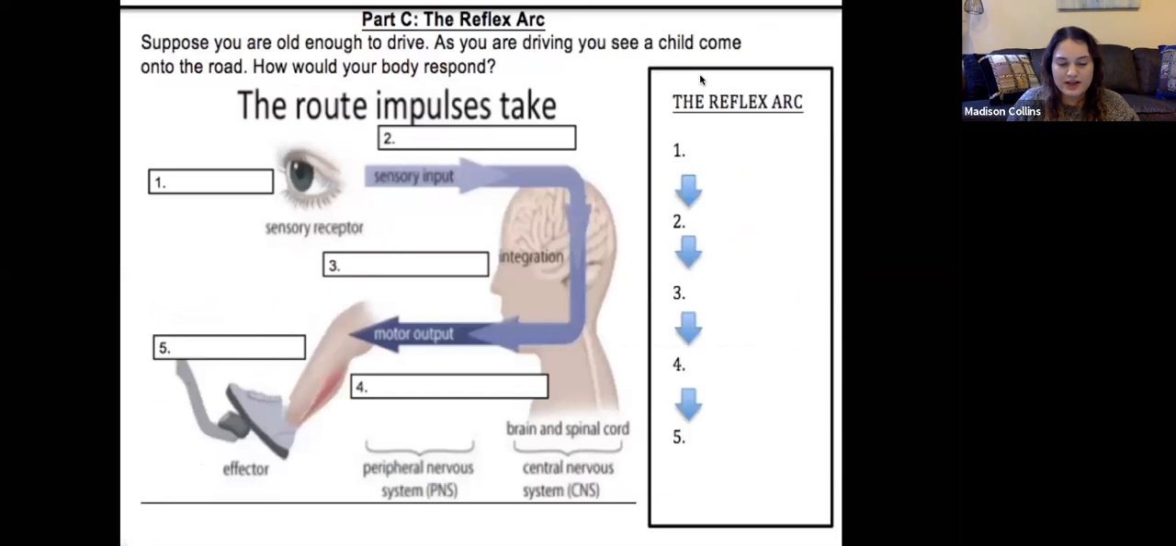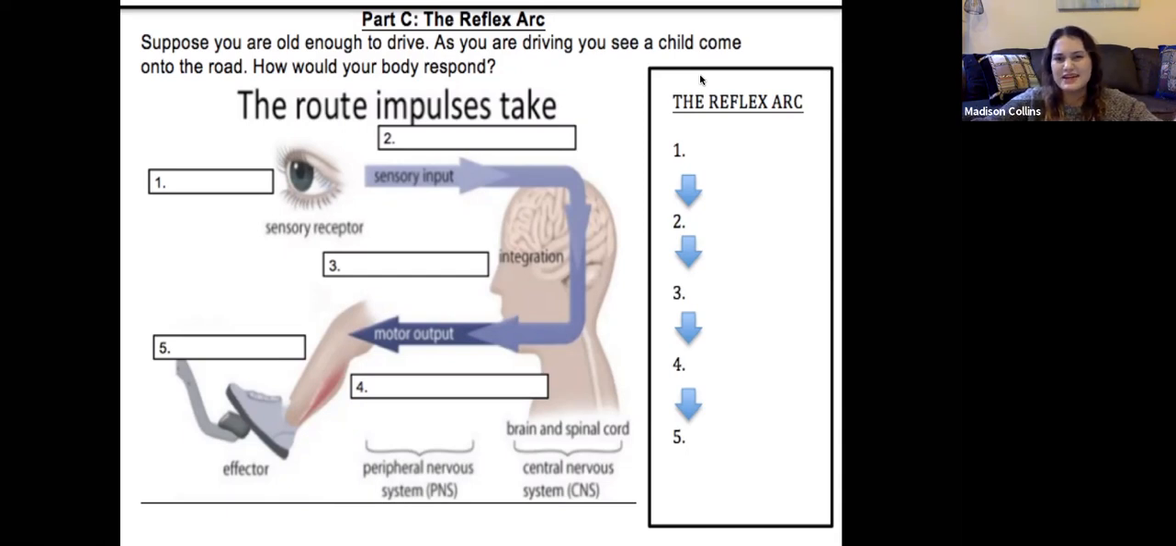The last thing we're going to cover today is something called the reflex arc. So each of us are equipped with reflexes, right? These are things that you don't even have to think about. Your body just does. So one example is, suppose you're old enough to drive, and as you're driving down the road, you see a child run into the street. What are you going to do? Now, I hope that you're not going to speed up your car, right? It's naturally a reflex to slam on the brakes.